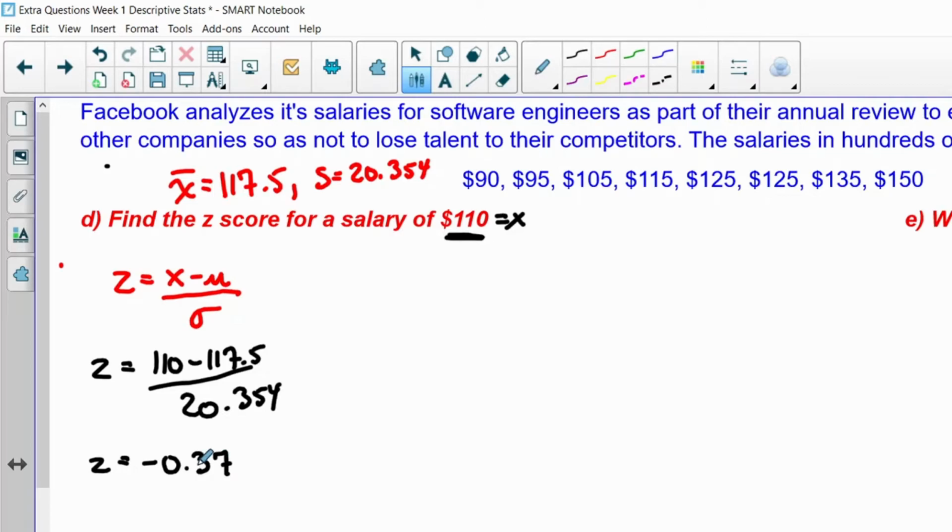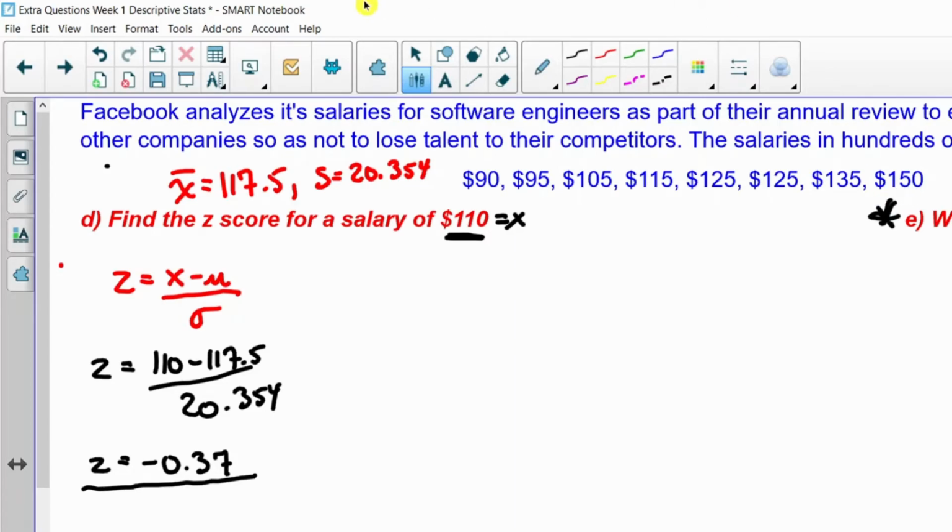When you're doing a z-score, this will be more important later, but just round to 2 decimals. When we start looking at the z-score tables, it's going to be obvious why. Our tables only go to 2 decimals, so it's not arbitrary. So there you have it. We have the z-score negative 0.37, and I guess the obvious question at this point is part E. Well, what does that mean?